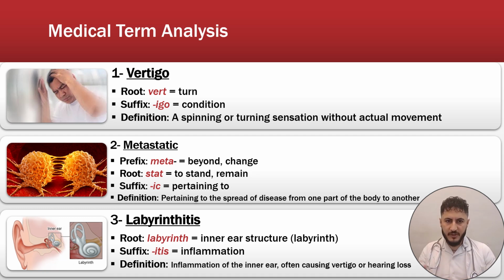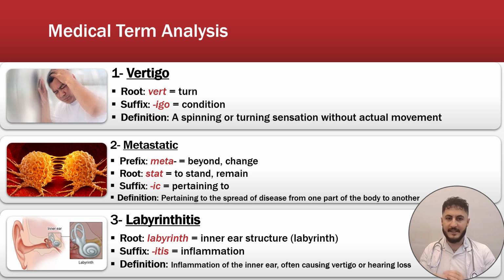We can now do some breaking down of medical terms. Let's look at a few relevant terms. We have here vertigo. In vertigo, the root vert means to turn, and igo indicates a condition. So vertigo literally means a turning condition, which makes sense because patients often feel like the room is spinning even when they are still.